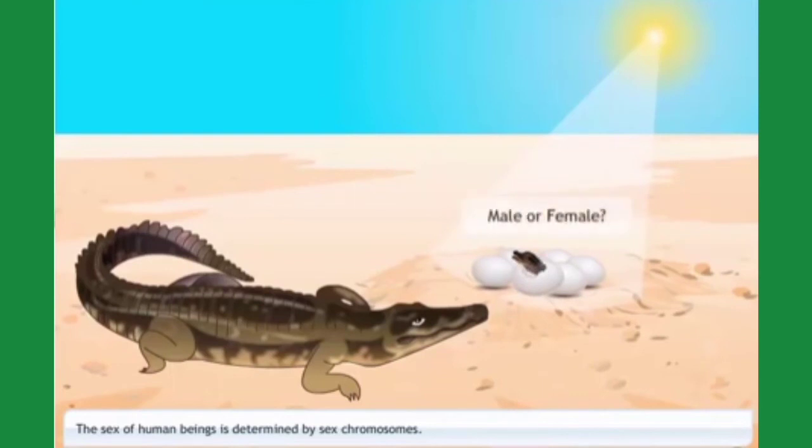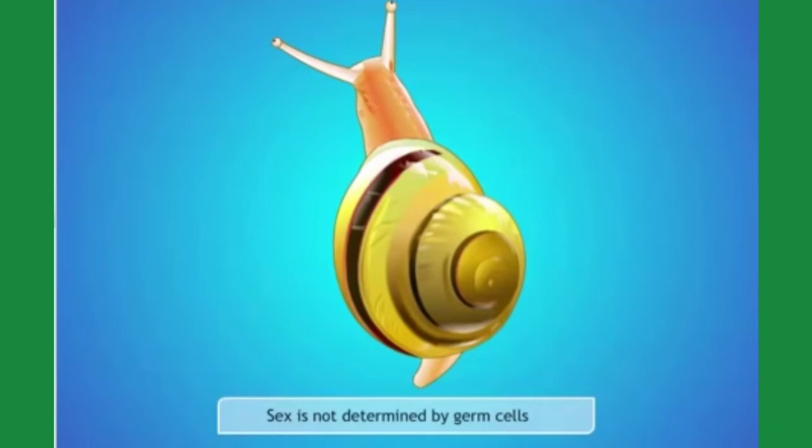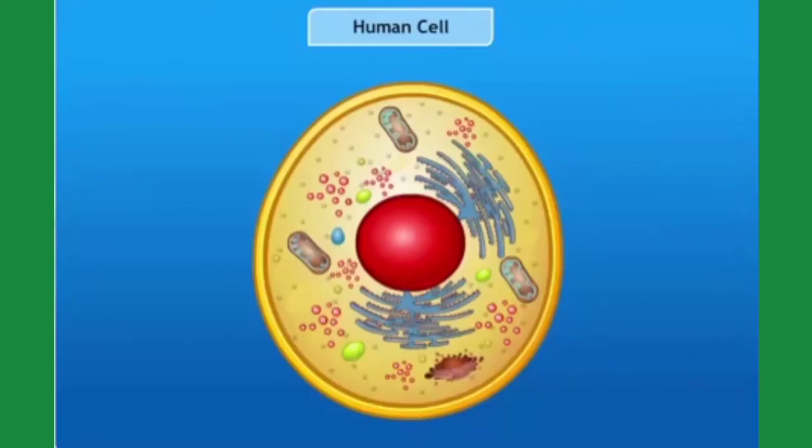In other species, such as snails, an individual can change sex depending upon the external environment. It indicates that the sex is not determined by the germ cell. Let's see how genetic inheritance determines the sex.